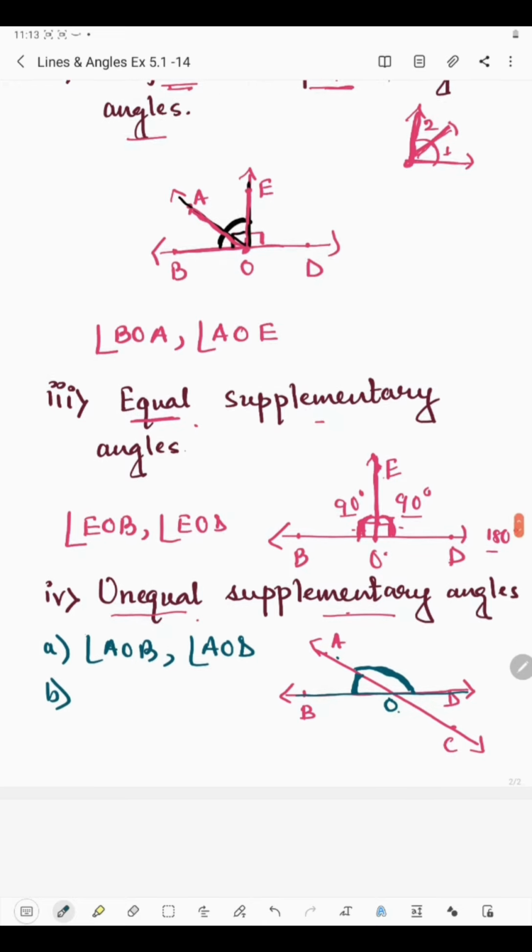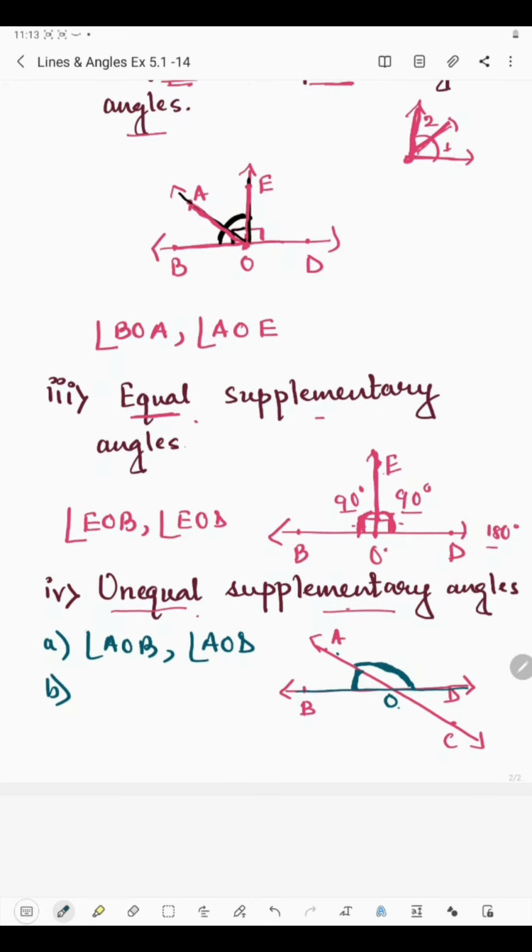We have more supplementary angles. See here, AC is also a straight line, right? So in this, this angle and this angle make 180 degrees. Here it is unequal because this is an acute angle and this is an obtuse angle. So these two make 180 degrees. That means the sum of these two angles is 180 degrees, so it is a supplementary angle. So it is angle AOD and DOC. Okay.